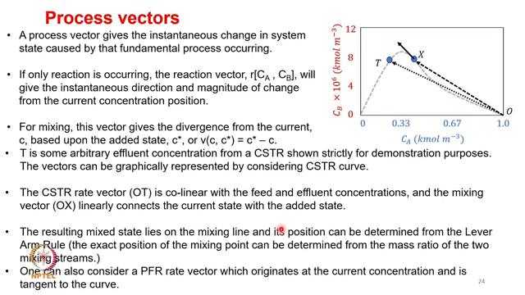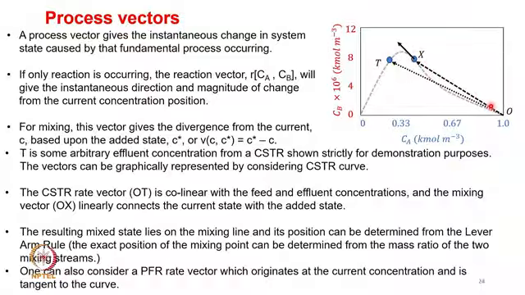So what is the lever arm rule? The lever arm rule is a method to find the exact position of the mixing point, by means of concentration, from the mass ratio of the mixing streams. So we will just skip the principle of the lever arm rule. I hope we have learned this in the mass transfer course. It just says that the exact position of the mixing point, which is somewhere here, you can compute by means of the lever arm rule.